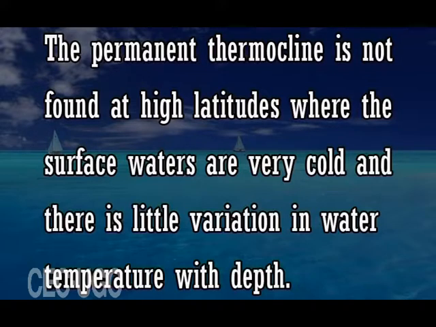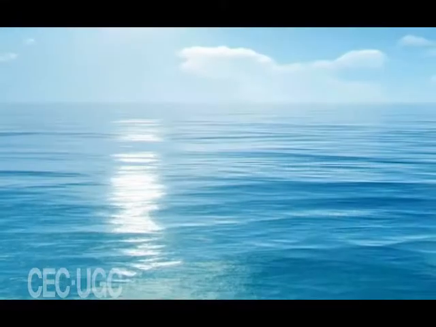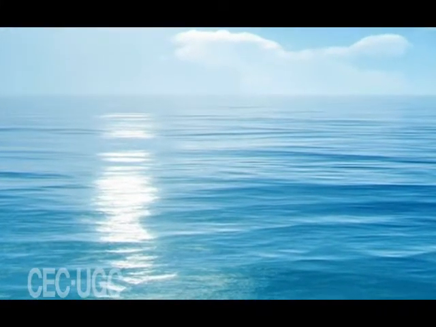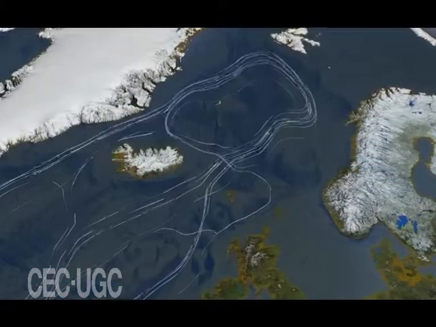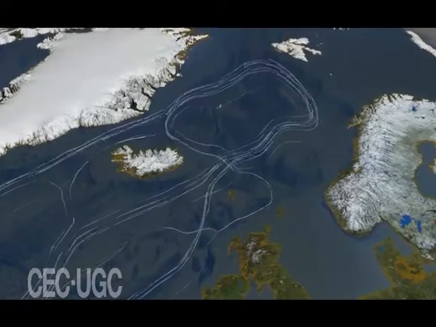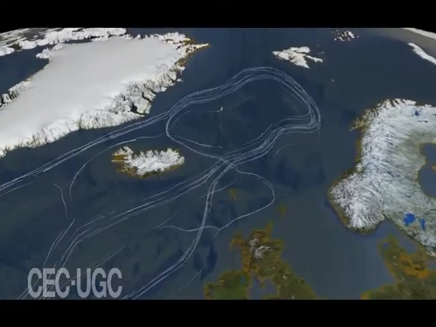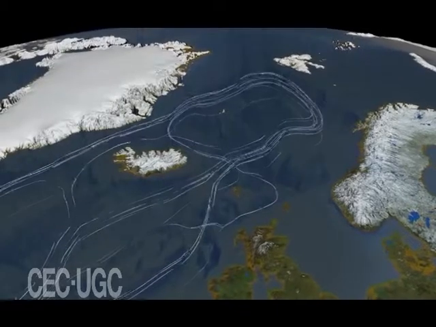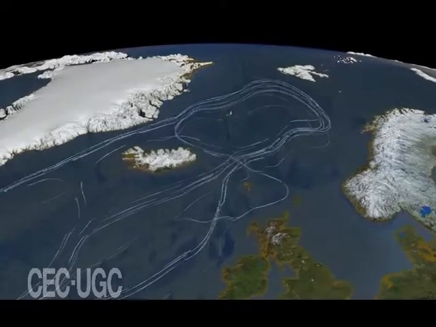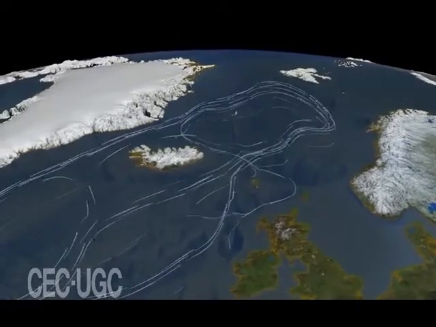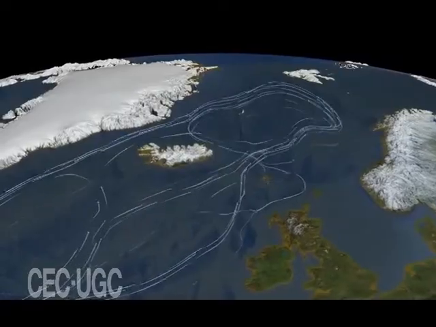The permanent thermocline is not found at high latitudes where the surface waters are very cold and there is little variation in water temperature with depth. It is in these high latitude regions that cold surface water can sink to depth. This process is responsible for the vertical circulation of ocean waters called thermohaline circulation, because density differences due to temperature and salinity differences are responsible for the circulation.